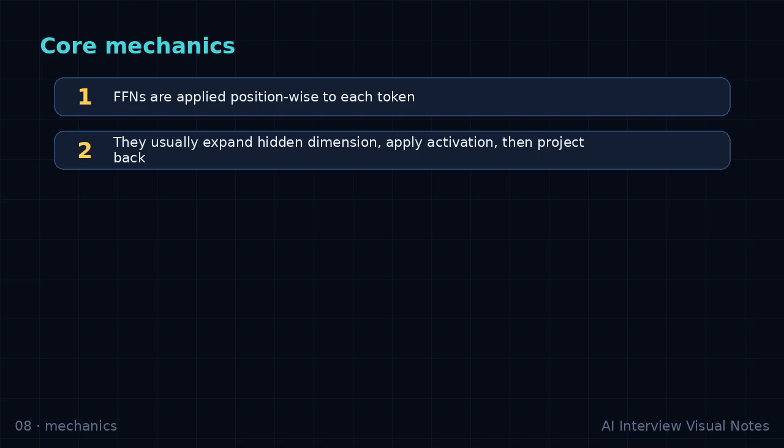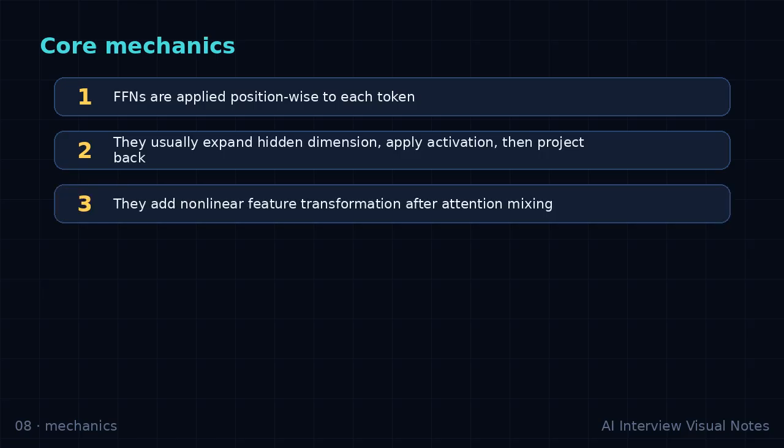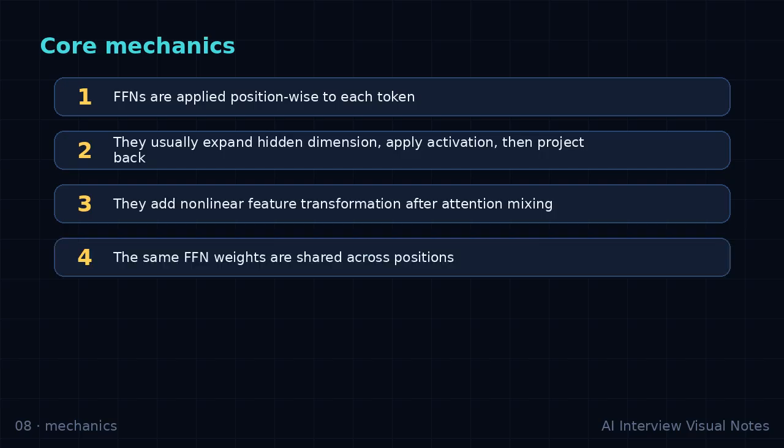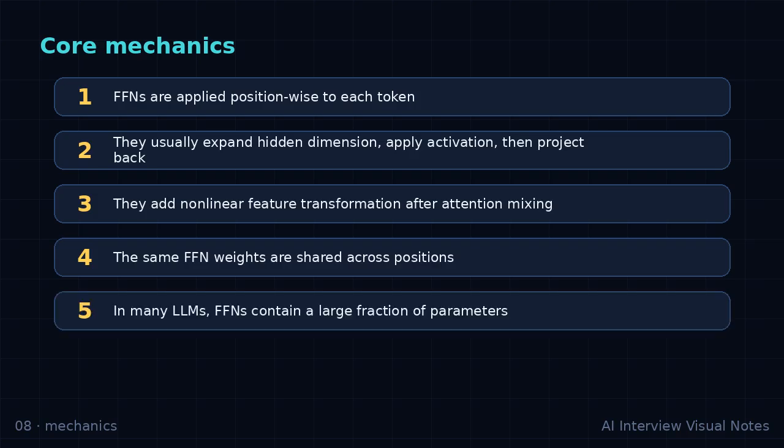The compact mental model is FFN(x) = W2 activation(W1 x + b1) + b2. Do not rush past the symbols. In an interview, define each part in plain language before you talk about implementation. That makes you sound like you understand the system, not like you only memorized notation.